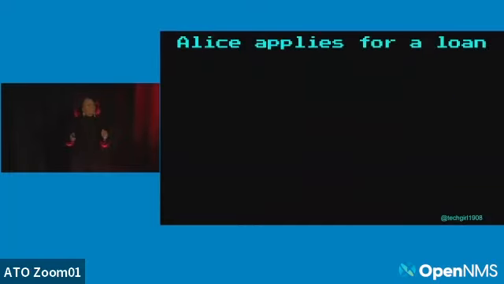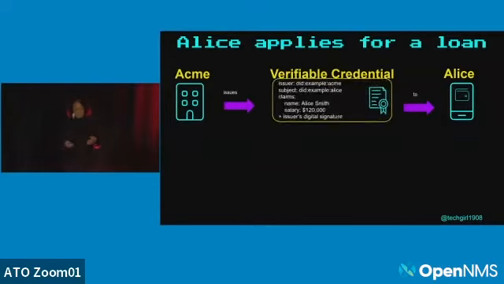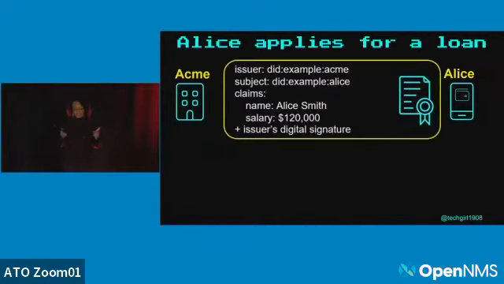So let's say that Alice wants to apply for a loan and the lender needs to verify her employment. So her employer, Acme, can issue a cryptographically signed, verifiable credential, which would then be stored in Alice's wallet. Okay? I want to double click inside that credential. I want you to see what's in here.